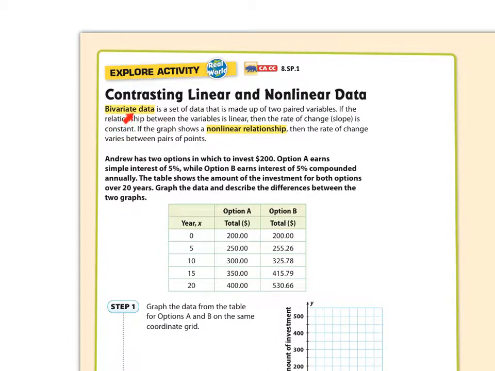Bivariate data is what we've been working with. It's just anything that's made up of 2 variables, an x and a y, so that we can graph it. And if it's linear, we know the rate of change is always the same, it's constant. If it's not constant, it's a non-linear relationship. So if you'd like to go through this explore activity, you may. I can look over it if you like, but I'm not going to do that here.